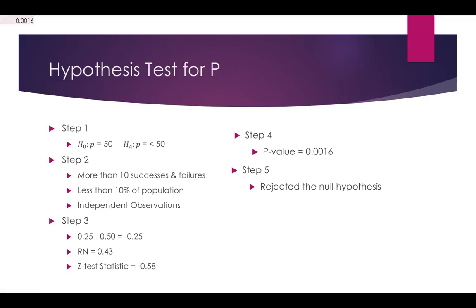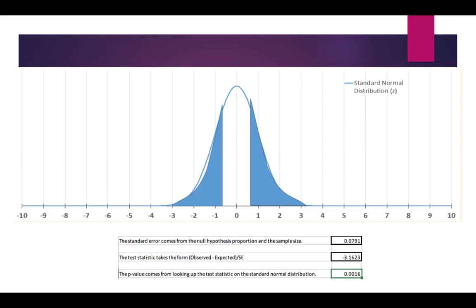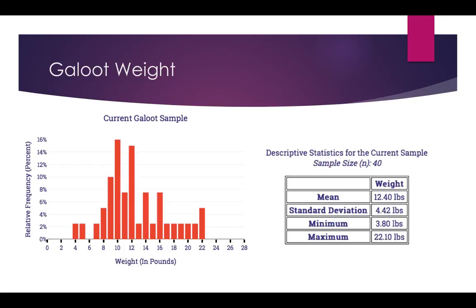Step 4, our p-value, this was calculated by Excel as well, is going to be 0.0016. This is well under the significance threshold of 0.05. So the null hypothesis is rejected. This is just a visualization of that and some of the data done on Excel.